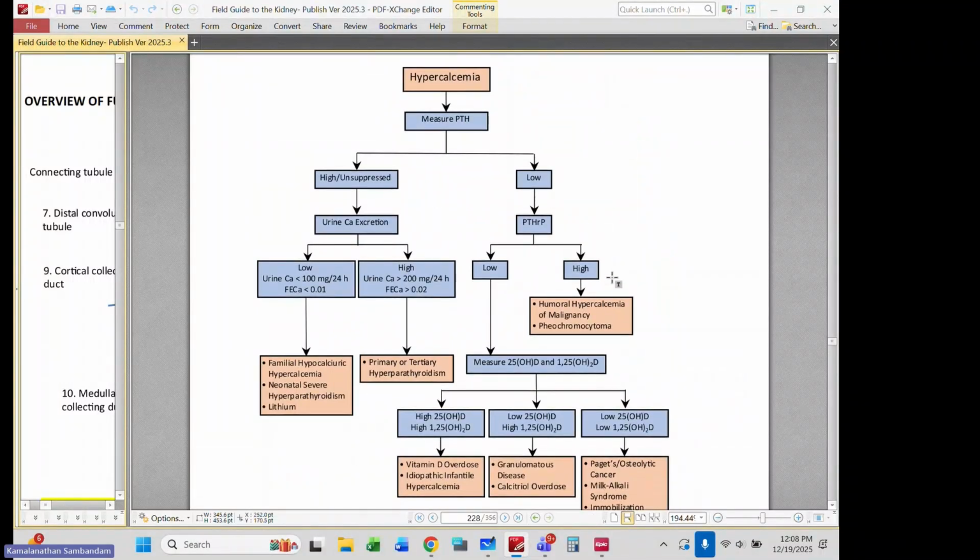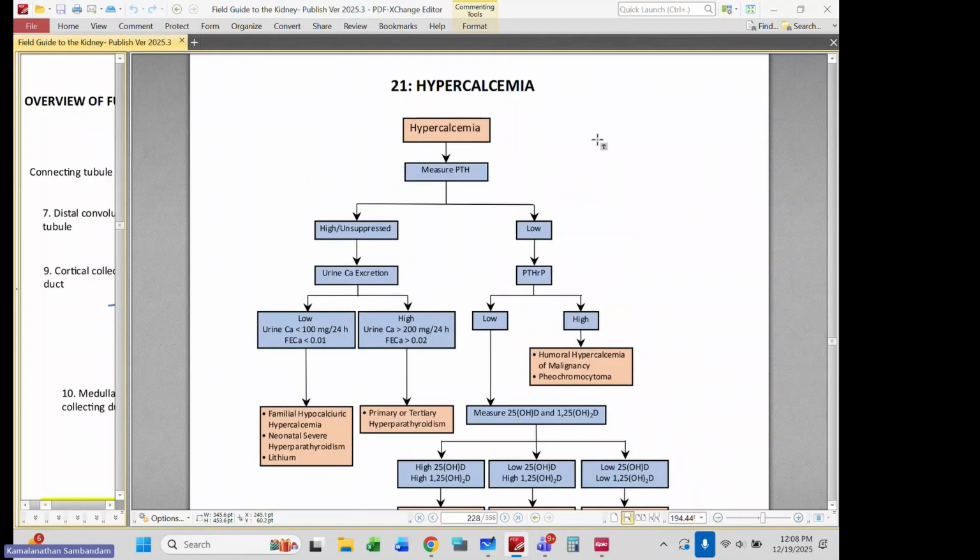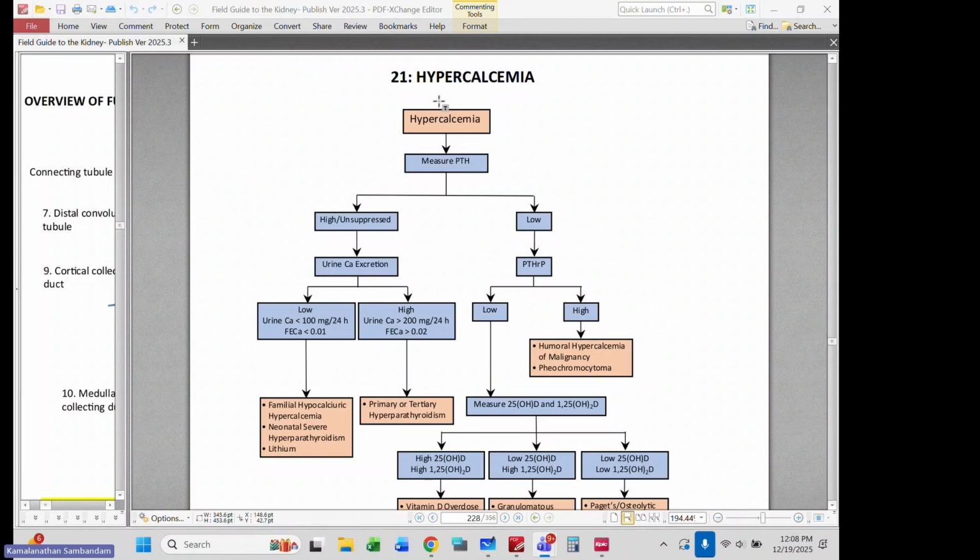This conversation will start with a brief glimpse of an algorithm to approach hypercalcemia. We'll refer back to this algorithm as we parse the conversation that follows and the outline that follows.